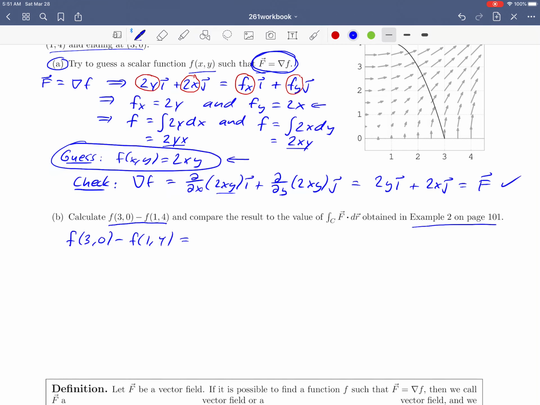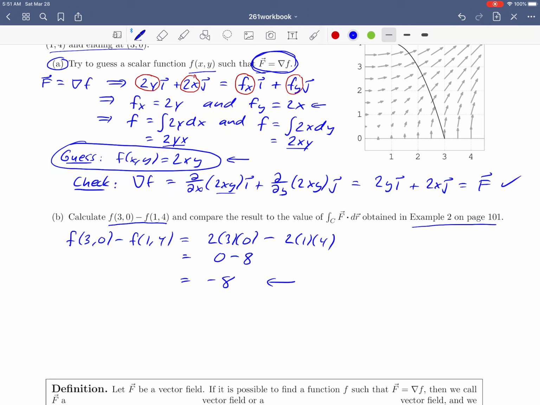Okay, so f of (3, 0) minus f of (1, 4). To do that calculation, we just need to go back to the function that we calculated up here in part A and substitute numbers in. So starting with (3, 0), if we plug 3 in for x and 0 in for y, we're going to get 2 times 3 times 0. And then f of (1, 4), same deal. We're just going to plug in 1 and 4 for x and y. Okay, and if we do that calculation, 2 times 3 times 0 is 0, and then minus 8. And we get an answer of negative 8.